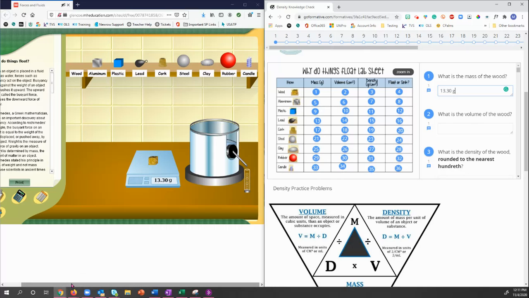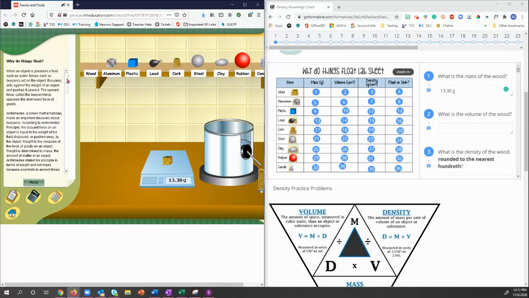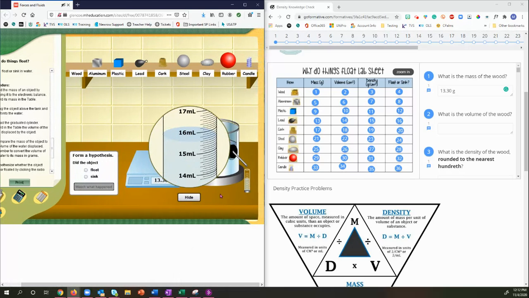Number 2 is asking me to find the volume of the wood. If I read through these directions, it tells me that in order to find the volume, I have to take the object, put it above the tank here, and drop it. It's going to put drops of water out. Whatever drops of water come out of the cylinder is equal to the volume of the object you dropped in. This is basic water displacement.